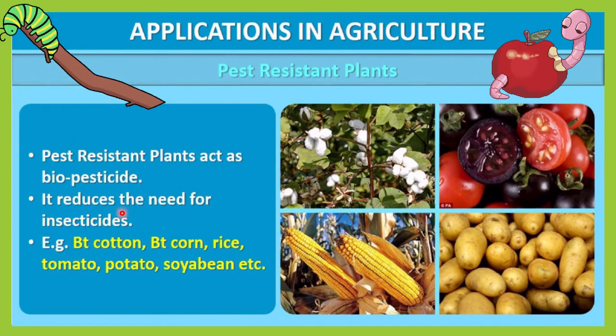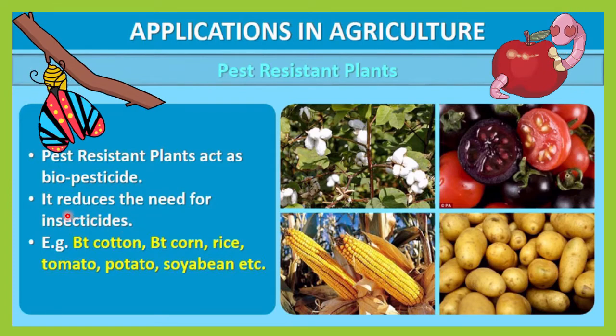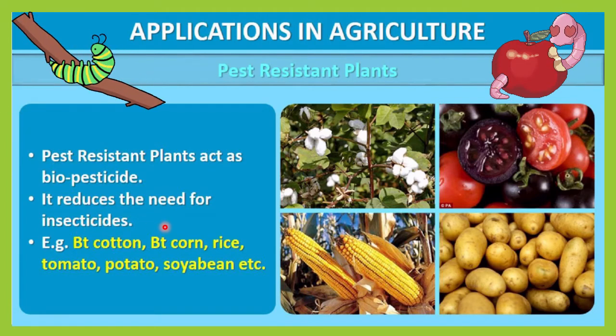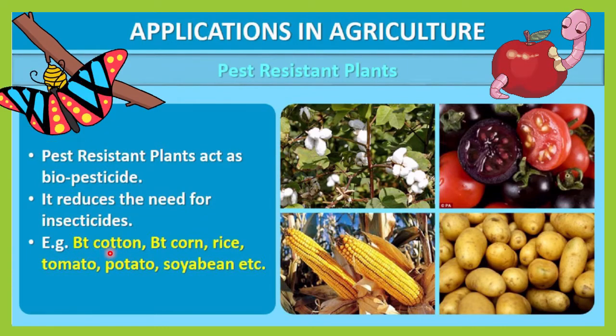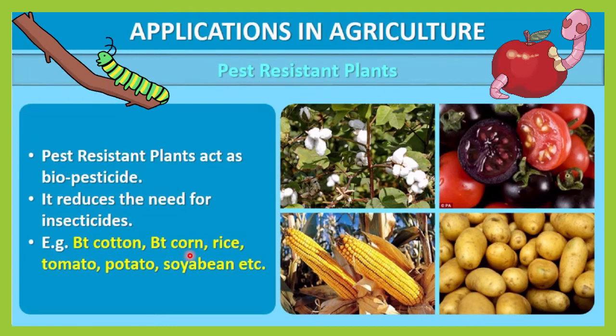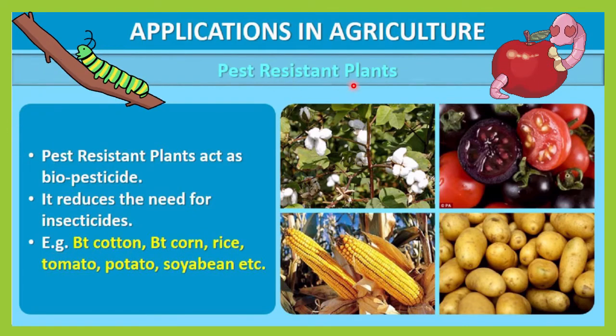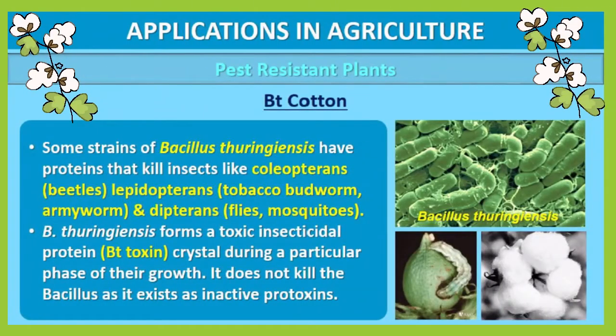It will reduce the need for insecticide. This insecticide may be chemicals, so you can reduce the need for insecticide. No more need of chemical based insecticides. For example, we have developed BT cotton, that is Bacillus thuringiensis cotton, BT corn, BT rice, tomato, potato, soybean, etc. Okay, it means all these crops which we have already developed are pest resistant plants or act as biopesticide plants. Now let me discuss one example of a pest resistant plant, that is the BT cotton.